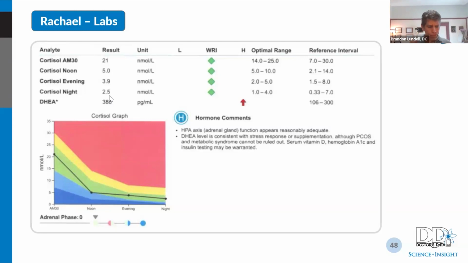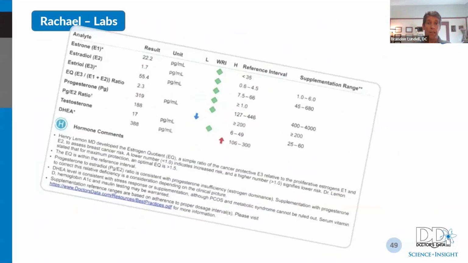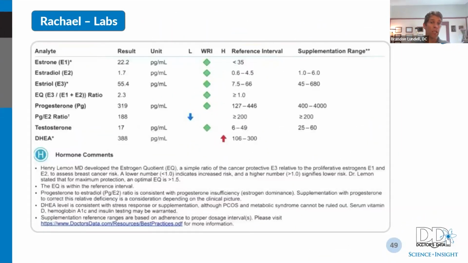Her DHEA is elevated. Remember, she had some ovarian cysts in her history. So this elevated DHEA is an indicator that she likely does have a mild PCOS. So things like N-acetylcysteine and berberine are the things that we want to incorporate in our treatment plan. But we're not guessing. We're looking at her hormones, and we know exactly what's going on in order to treat it.